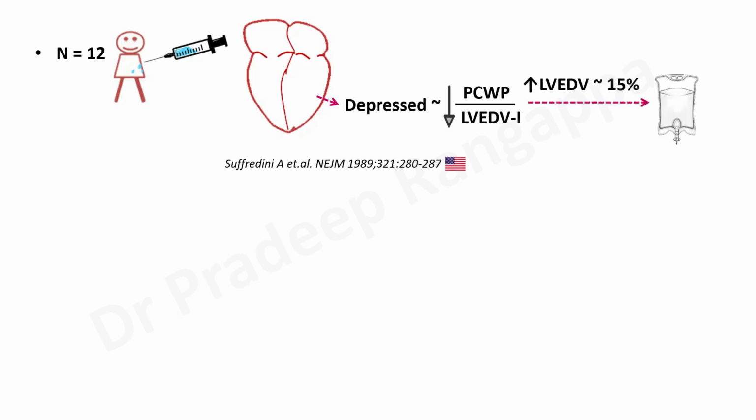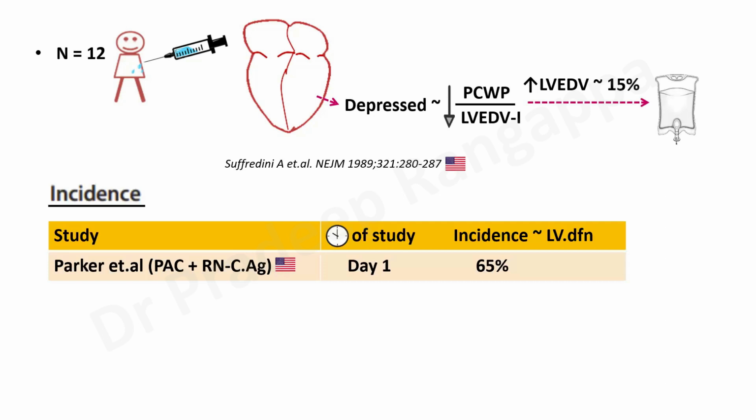And there was a 15% increase in the LV end-diastolic volume by administering fluid boluses. Which means to say that in septic patients, when sepsis was induced in animal models, they found that the pulmonary capillary wedge pressure and LV end-diastolic volume index ratio comes down, and there is an increase in the LV end-diastolic volume by about 15% as a response to the fluids in these septic patients.